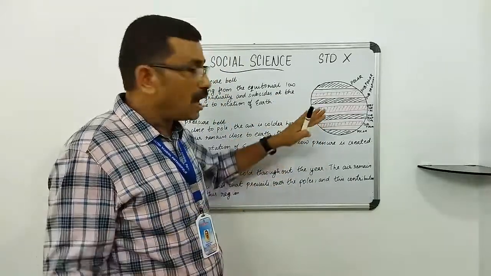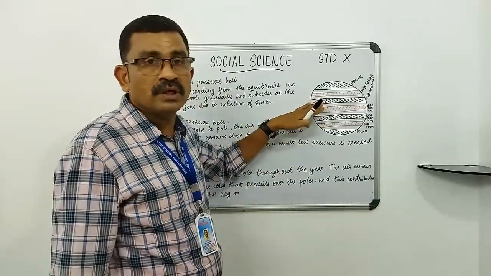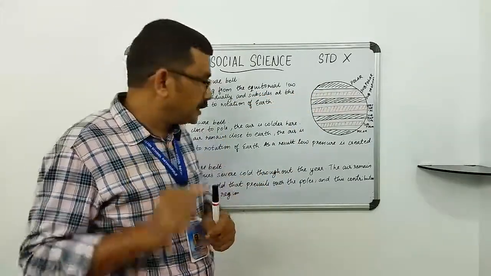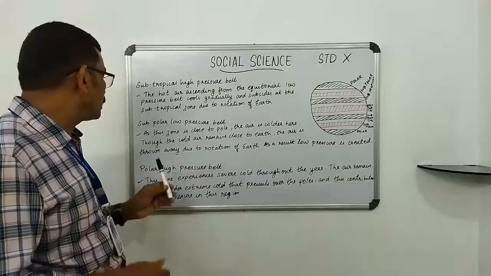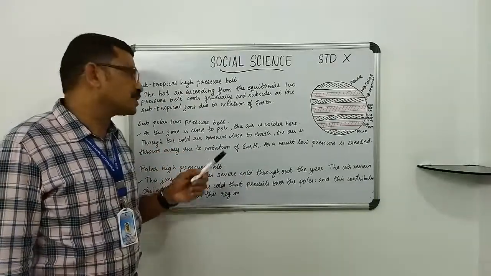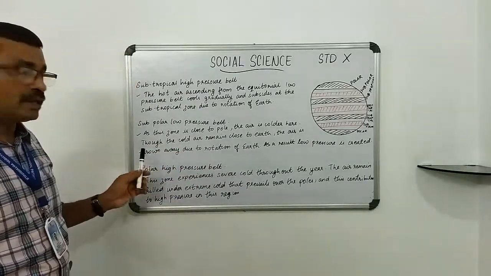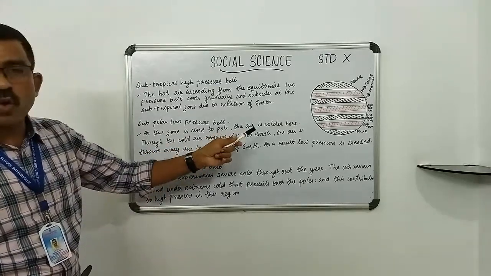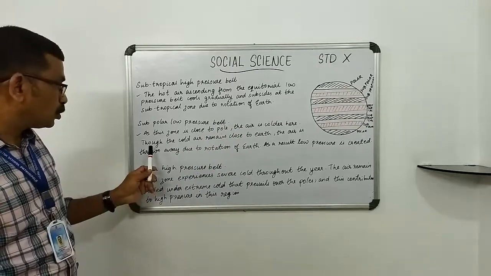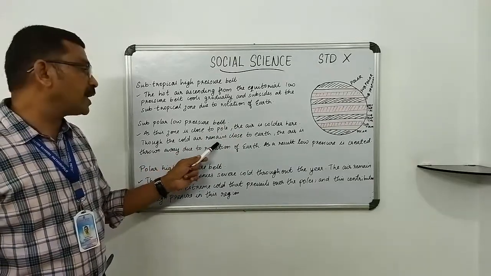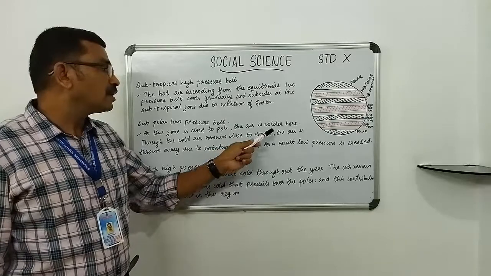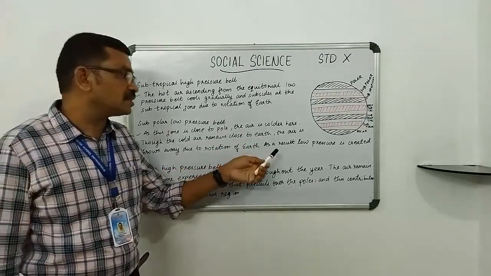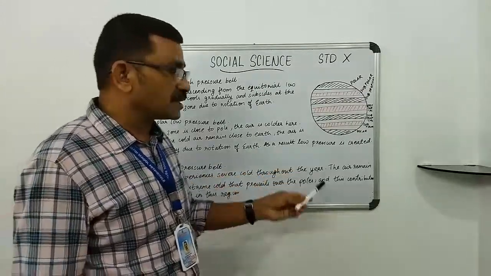The air cools and comes back down to the earth, so we can feel high pressure here. Clear? Then the next topic, subpolar low pressure belt. Here, as the zone is close to the pole, the air is colder. Though the cold air remains close to the earth, the air is thrown away due to the rotation of the earth. As a result, low pressure is created.